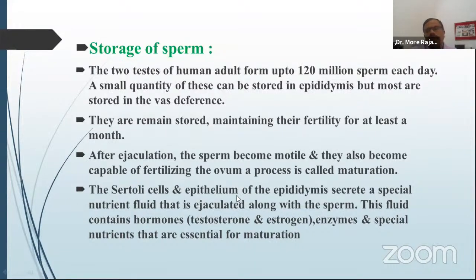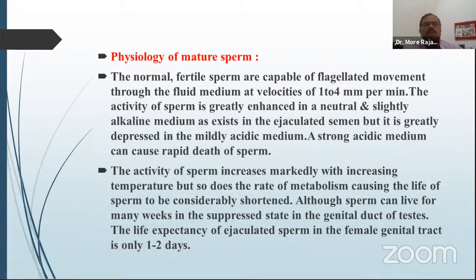The Sertoli cells and the epithelium of the epididymis secrete a special nutrient fluid, the nourishing fluid, which is ejaculated along with the sperm. This fluid contains the hormones testosterone and estrogen, as well as enzymes and special nutrients that are essential for the process of maturation. So this is regarding the storage of the sperm.